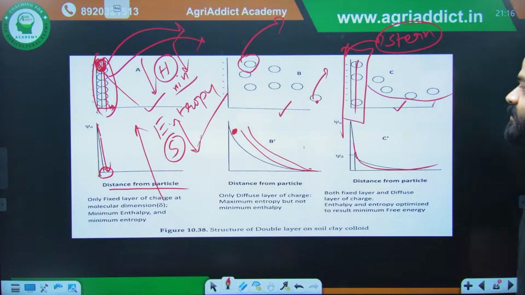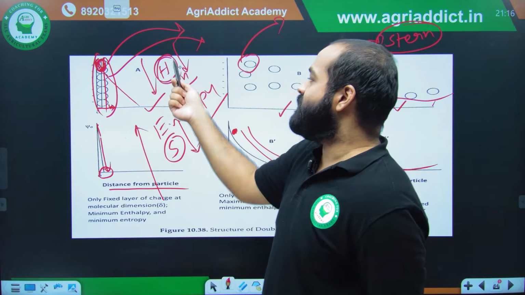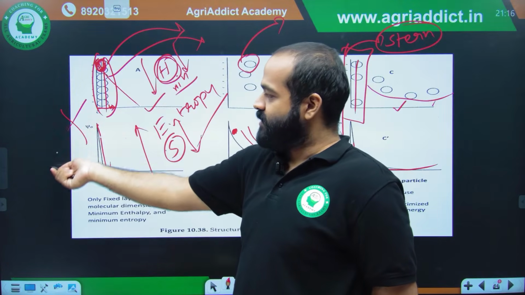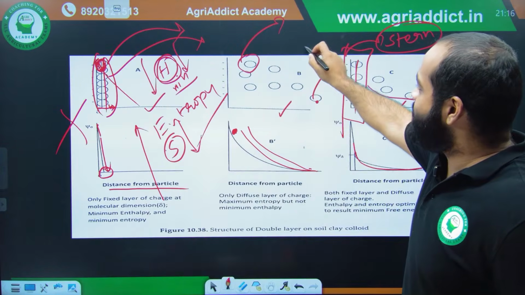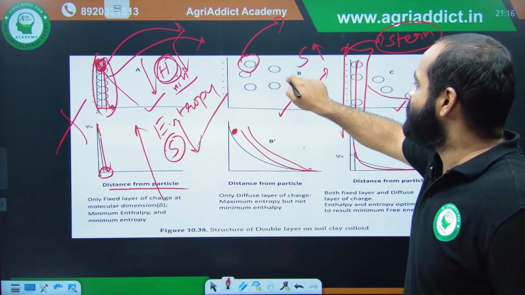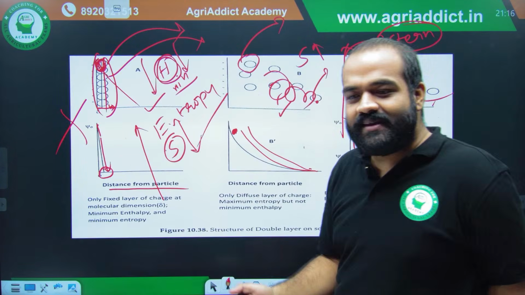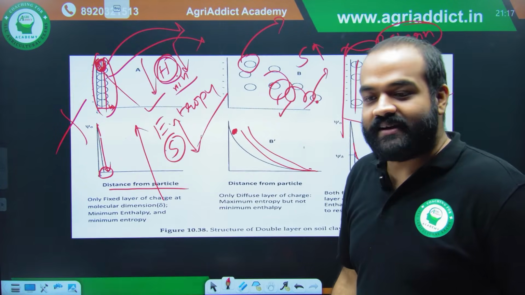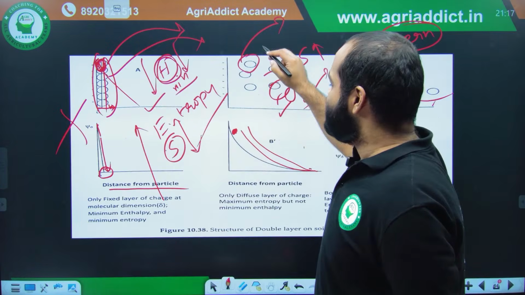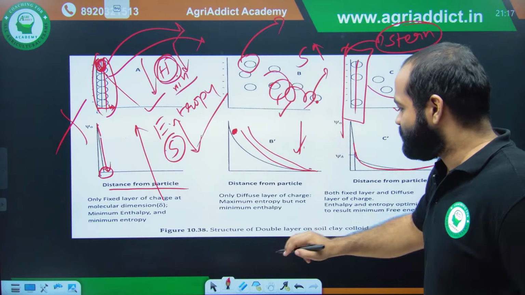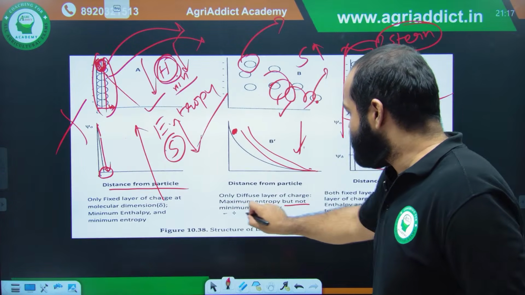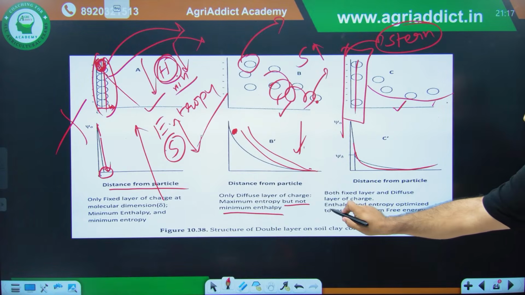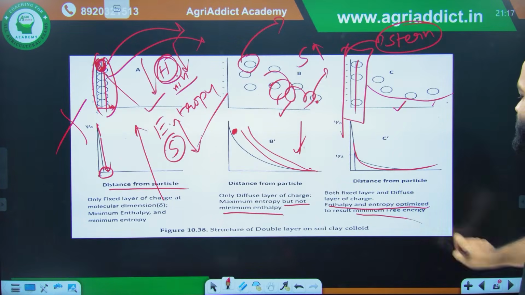So इसमें problem है, इसका enthalpy तो minimum है but entropy भी minimum है, so this is probably not correct. इसका problem है, इसका entropy maximum है because all the ions are moving around, it is very disordered, but इसका enthalpy जो है that is not minimum, that is also maximum, वो भी बहुत ज्यादा है, that's why this is also not minimum enthalpy, that is why this is also not correct. In this case, here you can see enthalpy and entropy optimized to result in minimum free energy.